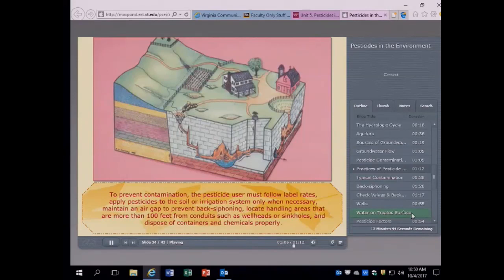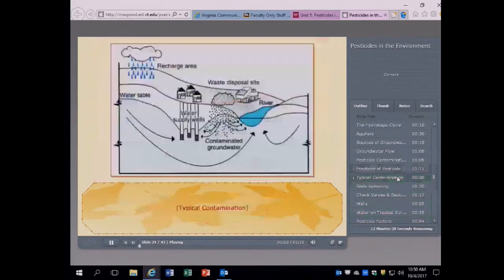And you need to dispose of containers and chemicals properly so that they're not in these areas where there might be a sinkhole or an old well. And this illustration gives you some examples of just how we might contaminate groundwater or even surface water. You have an area of water table, and you may have wells going down into that water table, whether it's deep wells or surface wells.